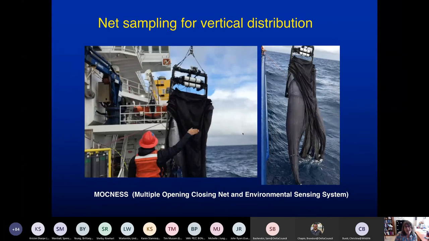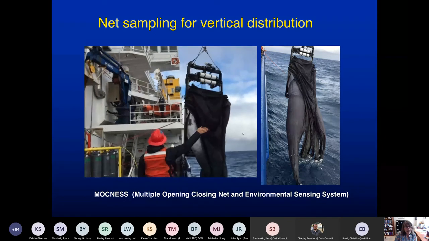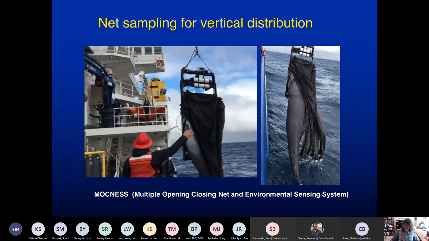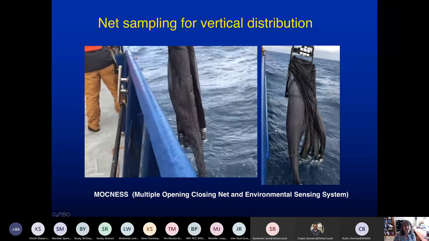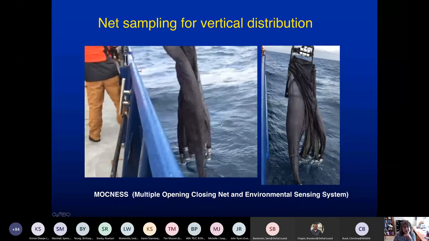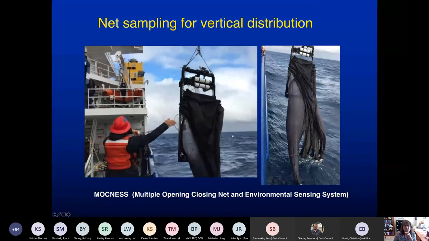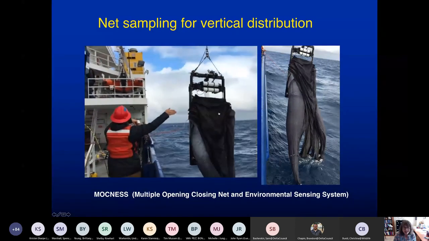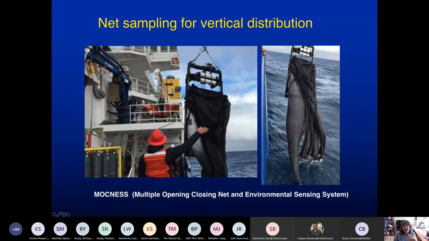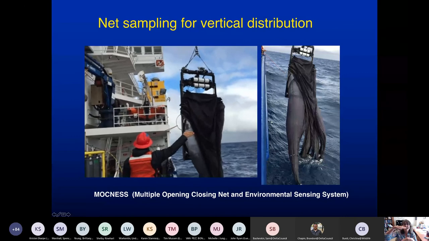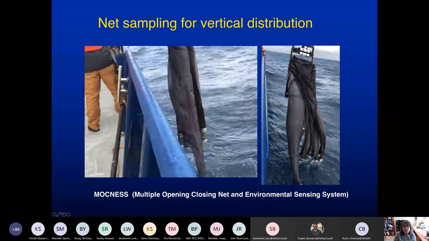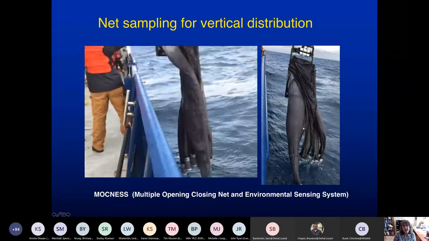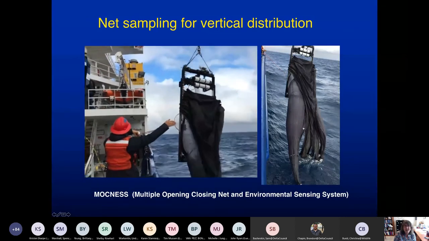Another way that we often study diel vertical migration is using depth discrete net sampling. This is the MOCNESS, the multiple opening closing nets and environmental sensing system. It's a frame that has 10 different nets on it. In this instance, we're in the North Pacific, and we're putting this net down to 1,000 meters. You send the net down to the bottom, and then as we're pulling the net up, we're opening and closing the nets and sampling at discrete depth intervals. The net also has all sorts of sensors on it.